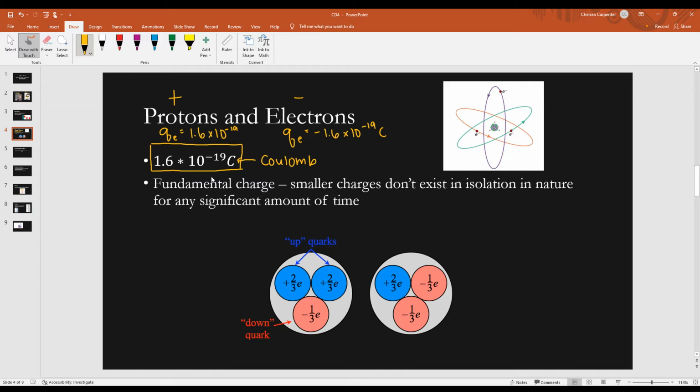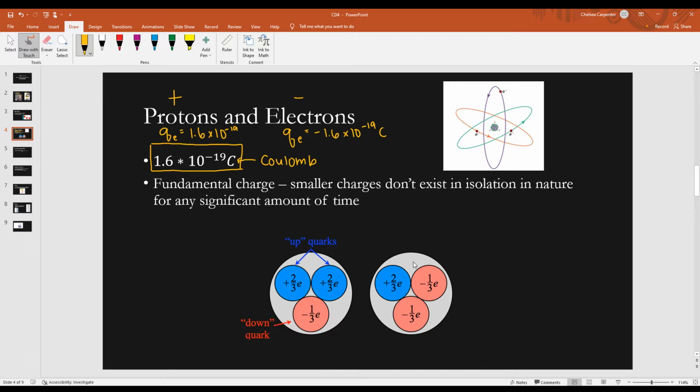That 1.6 times 10 to the negative 19 coulombs is a fundamental charge, meaning that smaller charges don't exist in isolation in nature for any significant amount of time. So the smallest charge that we'll encounter in everyday life is 1.6 times 10 to the negative 19, or some integer value of that.